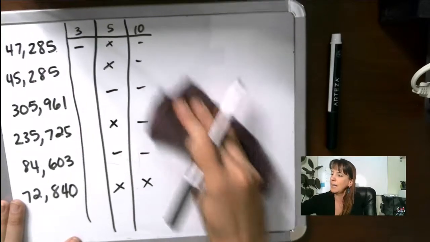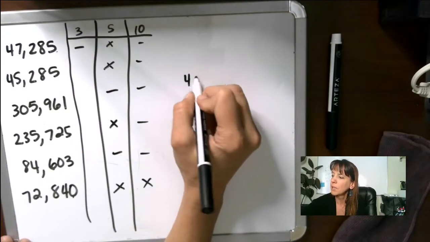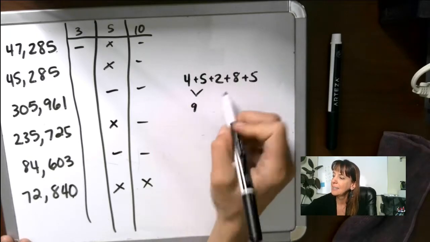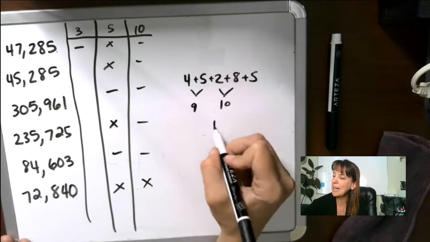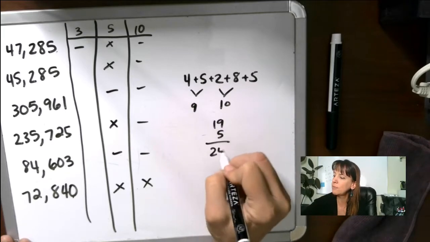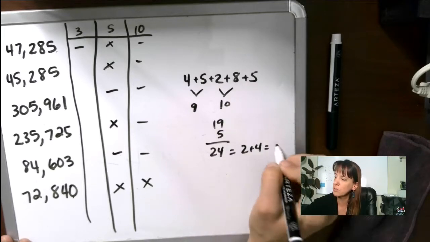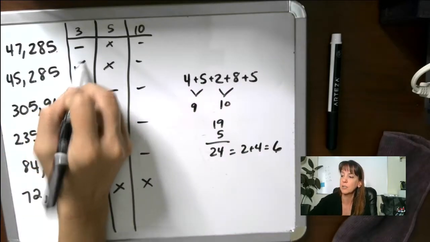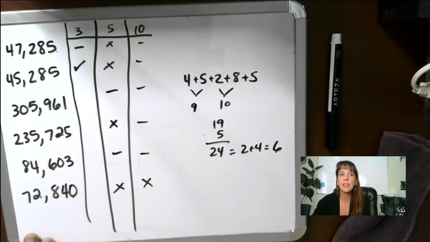Let's try the next guy. We have 4 plus 5 plus 2 plus 8 plus 5. This is 9. This is 10. So that's going to be 19 plus 5 is 24, which equals 2 plus 4, which equals 6. Hopefully that's all making sense. And 3 goes into 6, so 3 is going to go into this number here. So bam, that one works. Let's look at the next one.